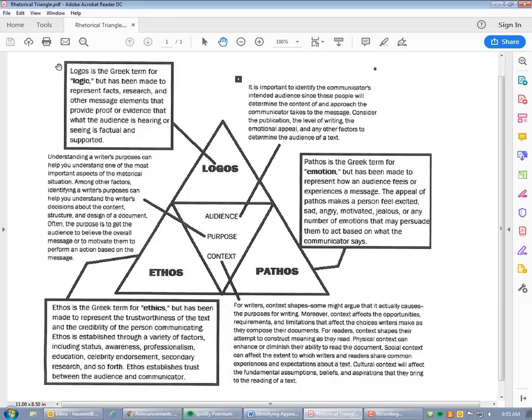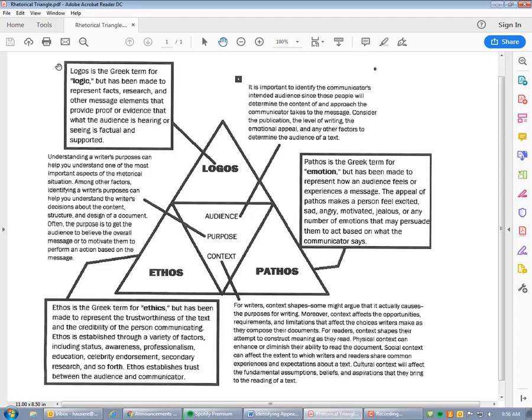Okay, moving on to ethos. Ethos is the Greek term for ethics, but has been made to represent the trustworthiness of the text and the credibility of the person communicating. Ethos is established through a variety of factors, including status, awareness, professionalism, education, celebrity endorsement, secondary research, and so forth. Ethos establishes trust between the audience and communicator.